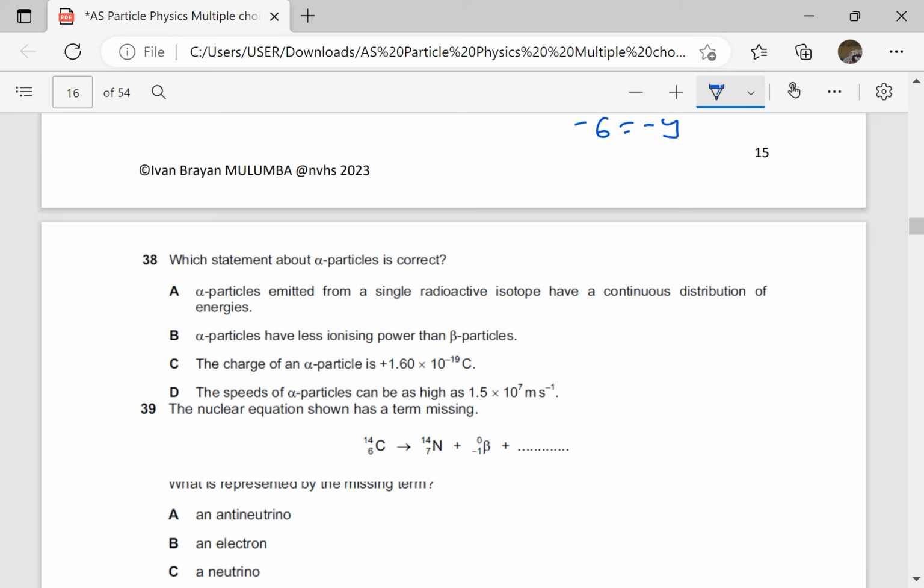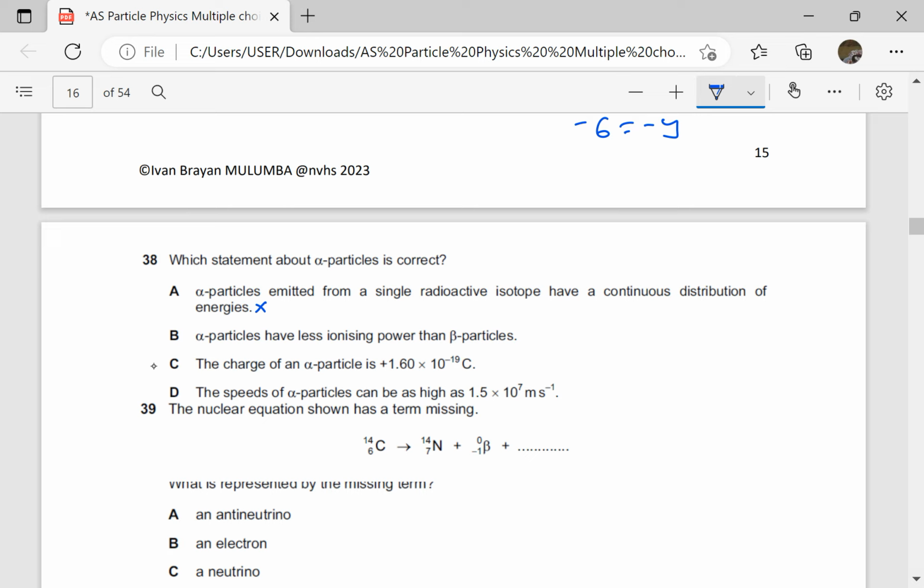Which statement about alpha particles is correct? Alpha particles emitted from a single radioactive isotope have a continuous distribution of energies. That is not true. That one is only true for beta minus particles. They are emitted with a range of energies.